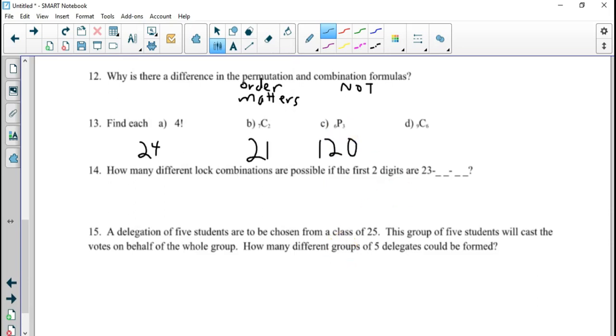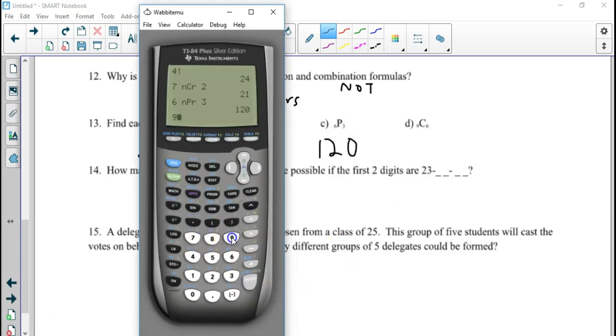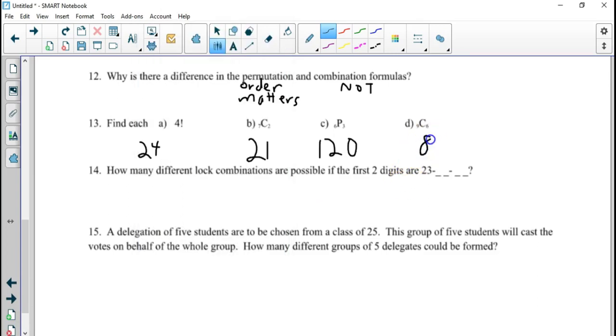And we'll do another combination, 9, 6, so 9, math, PRB, combinations 3. Then we have our second number 6, hit enter, and that's 84. So there's 84 different choices.